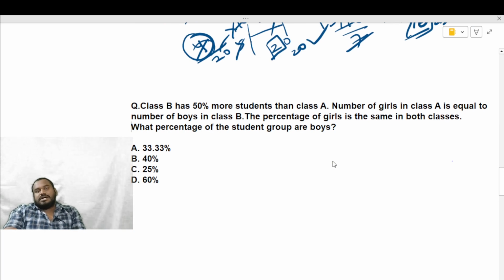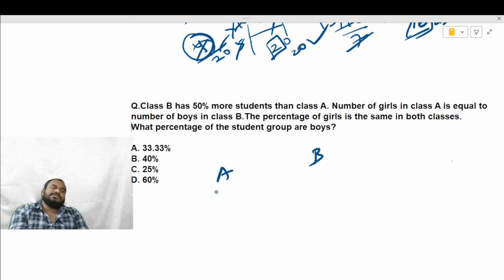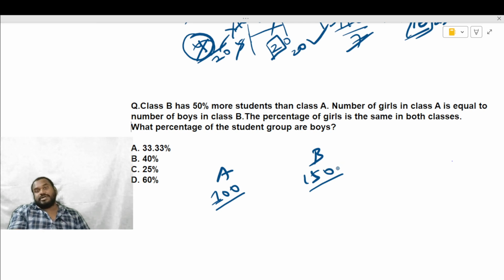Next question: a class B has 50% more students than class A. Class A is here, class B is here. Here 100 are there, here 150 should be there because 50% more. So instead of taking it in percentages, if I take A as 100, because we calculate percentage per 100, right? So I can take B directly as 150. No issues here.